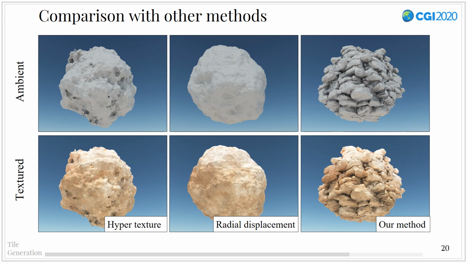Here we compare our work to two traditional techniques used to add details to virtual terrains, namely hypertexture and radial displacement. As you can see, even if noise is capable of producing high-frequency details, we compare favorably in terms of mesoscale structure. The self-similar appearance of noise is not capable of reproducing realistic terrain features.